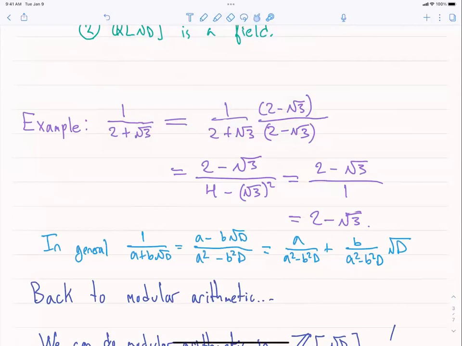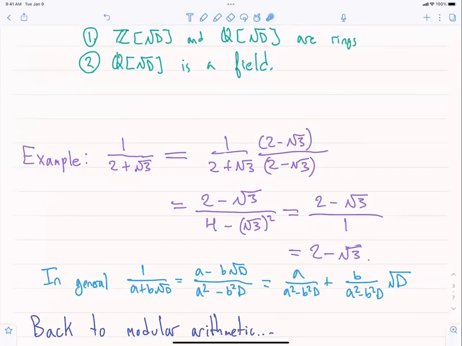Okay, so that's how you can compute reciprocals in Q[√d], and in particular how you can show that this really is a field. Okay. So now we have some new rings.